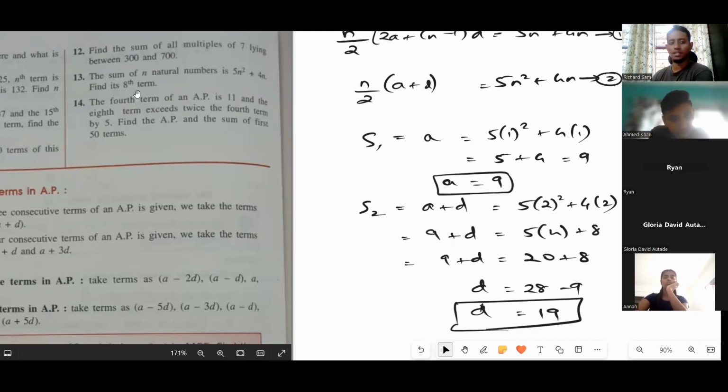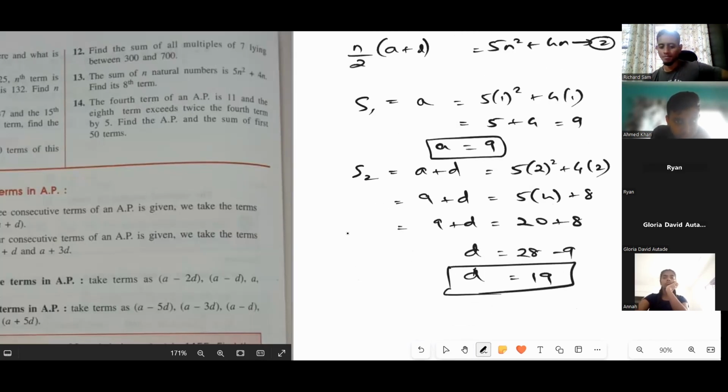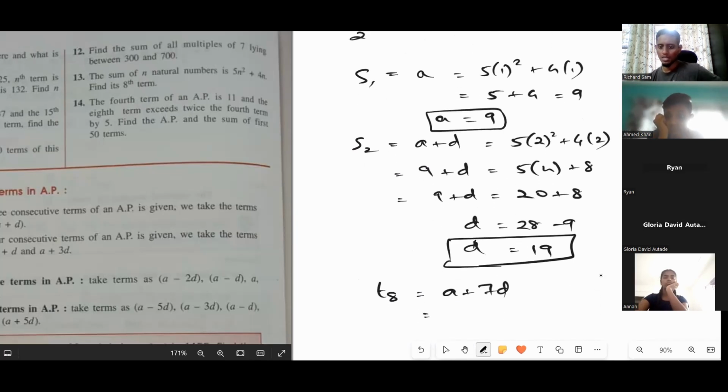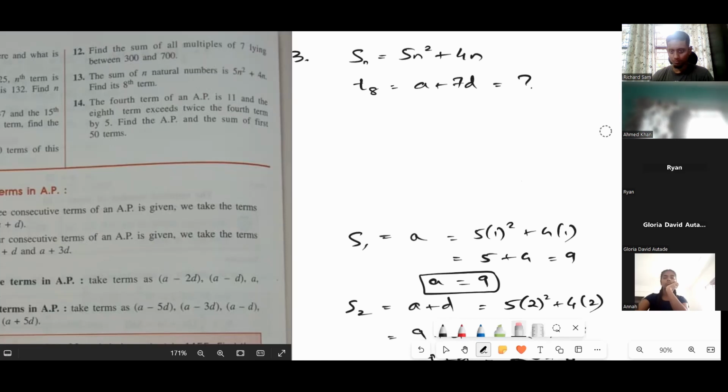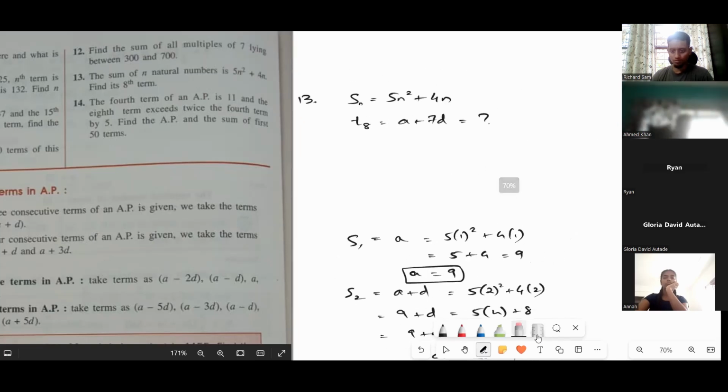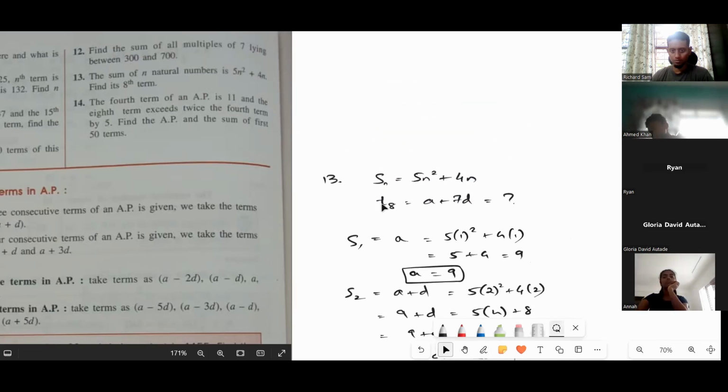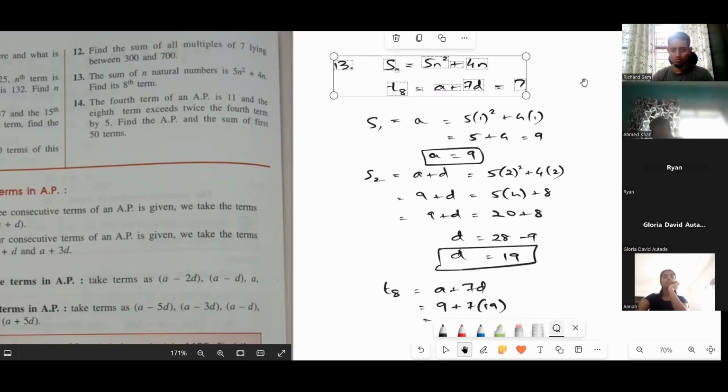That's all we need, A and D. Now you can find the eighth term. The eighth term, T8, will be A plus 7D, that is 9 plus 7 into 19. Is that clear, everyone, how to do this? We don't need this starting part here, what I wrote. That's wrong.